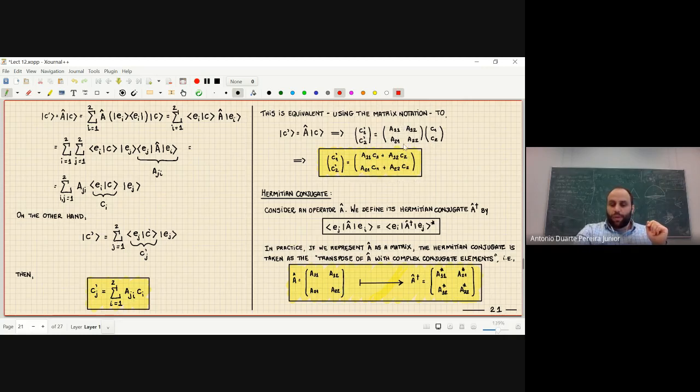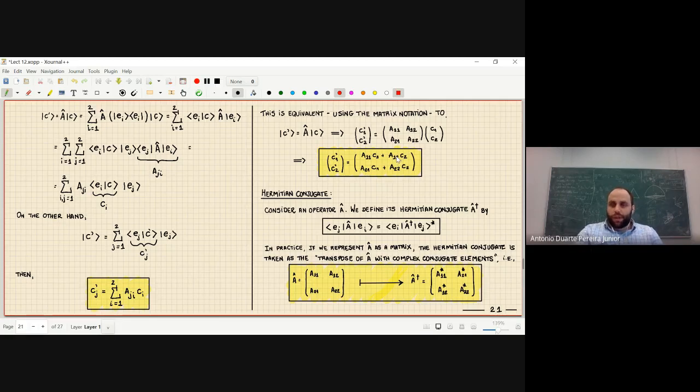So if I multiply this matrix by this column vector, I will get a column vector with those elements. Just by equating the first entry with the first entry and the second entry with the second entry, I can read off who is C1 prime in terms of C1 and C2, and who is C2 prime in terms of C1 and C2. You see that it's a combination of C1 and C2 times these coefficients of the matrix A.